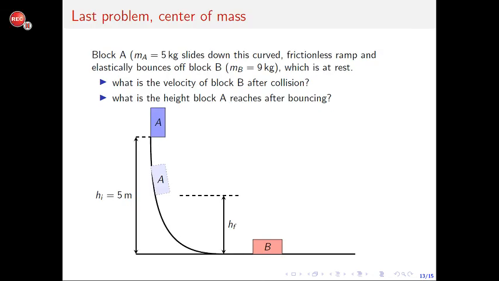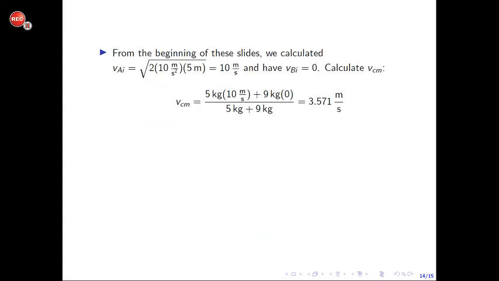So we can go through this in terms of the center of mass and see if we get the same answers. All right. So first, we carry over the block A's velocity, and that's 10 meters per second. Block B is 0. And so the center of mass velocity is the total momentum over the total mass. And that gives you this 50 divided by 14, which is about 3.6, roughly.